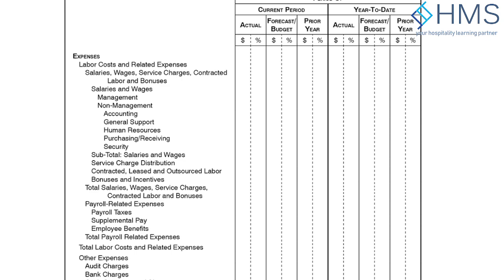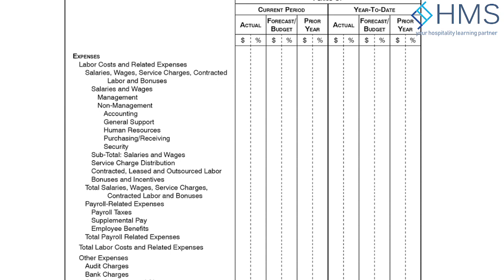You cannot allocate the cost of the GM into the rooms, F&B, and spa departments by any ratio, even though he is supporting all the departments. You can use the time that he is spending in each department, or you can use the revenue in each department, but that's not a realistic allocation of cost.